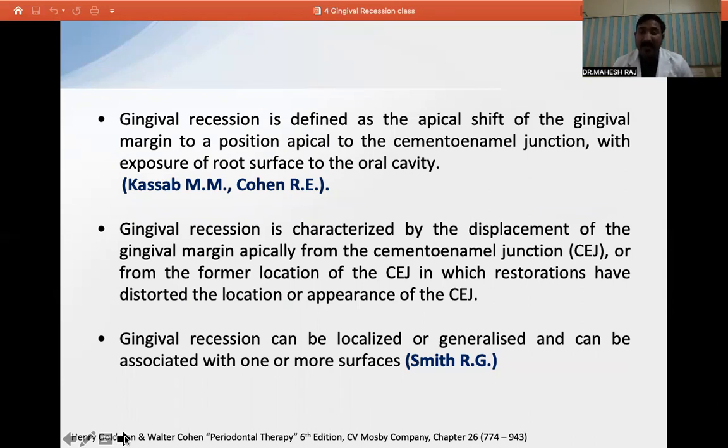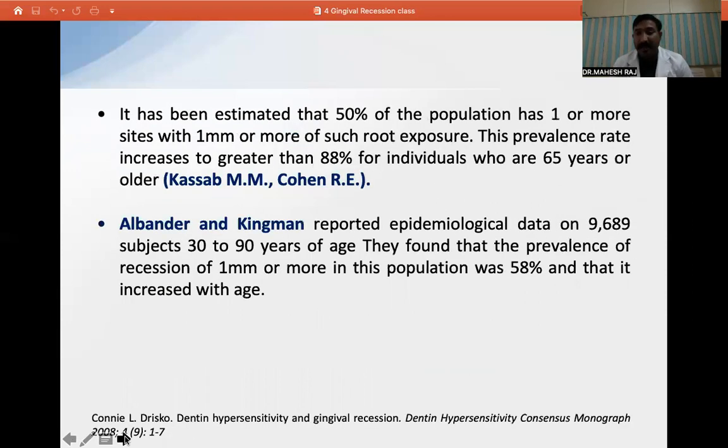Recession can also be localized or generalized, that is, presenting in a single tooth as well as in more than 5, 6, 7, 8 teeth, and can be associated with one or more surfaces, given by Smith. It has been estimated that 50% of the population has one or more sites with 1 mm of such exposure. This prevalence rate increases to greater than 88% for individuals who are 65 years old; with increasing age, there is increasing recession.